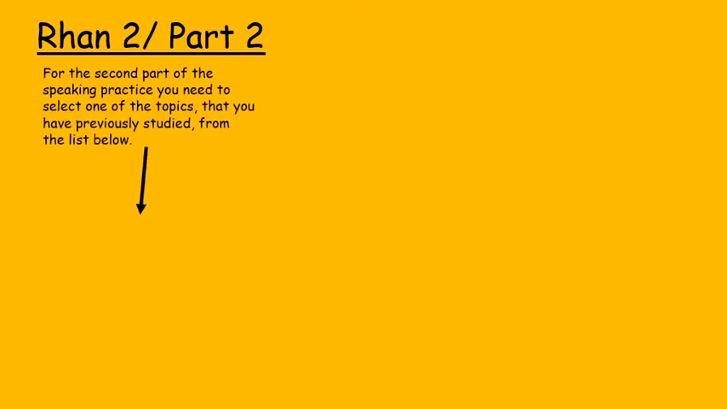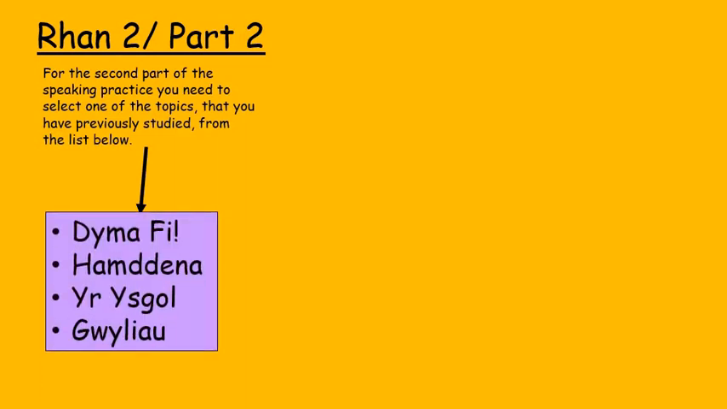Moving on to Rhan 2, part 2. For the second part of the speaking presentation, you need to select one of the topics that you have already studied during Year 7 and 8. So as I said previously, the list consists of Dyma fi, all about me, hamdena, yr ysgol and gwyliau.